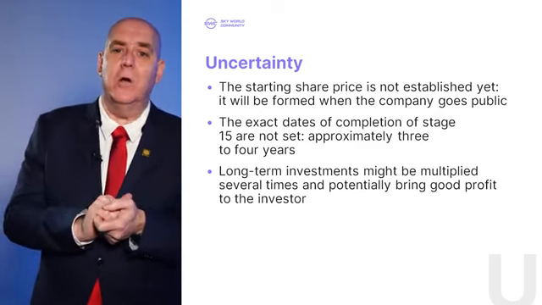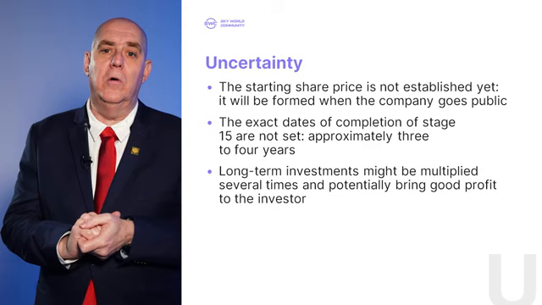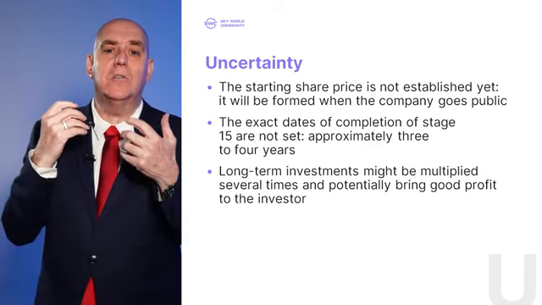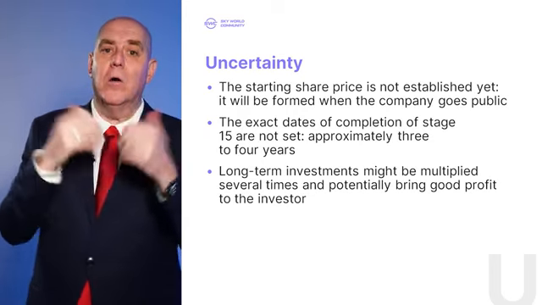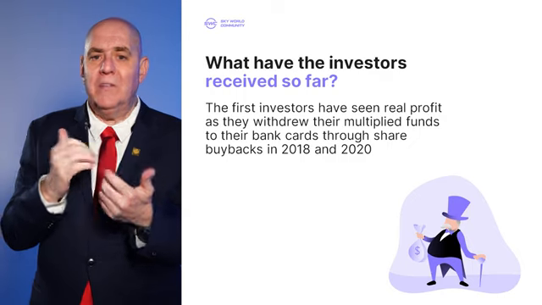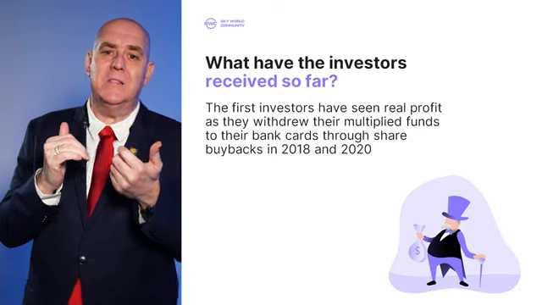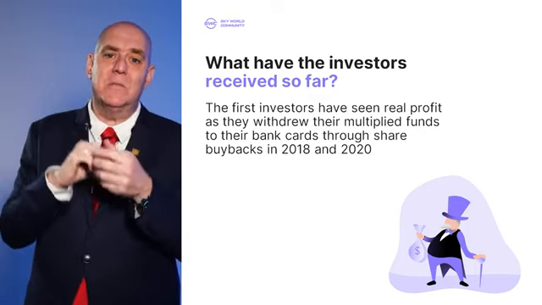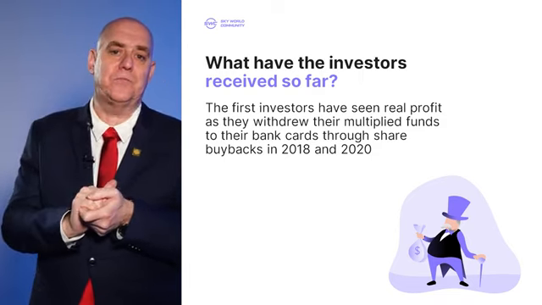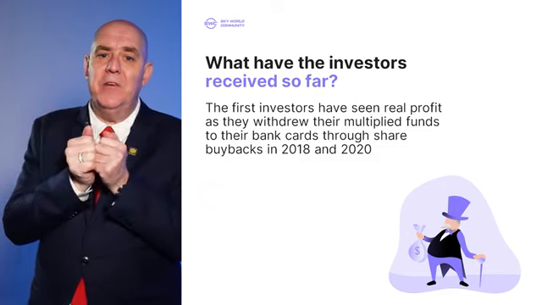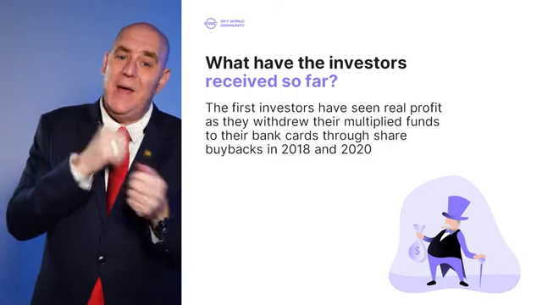We are talking about hundreds of percent in profits, dividends, and long-term growth in asset value, so long as the technology is developed and implemented all over the world. What have the investors received so far for it? The company has held share buybacks twice for the first investors, on certain conditions. They could see the real profits and the withdrawals. They multiplied their funds, withdrawing to their bank cards.